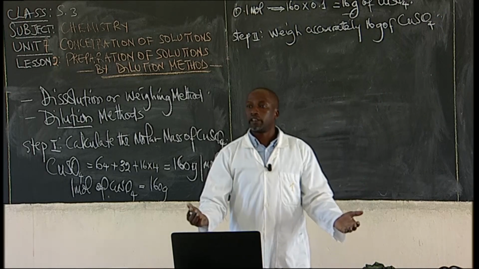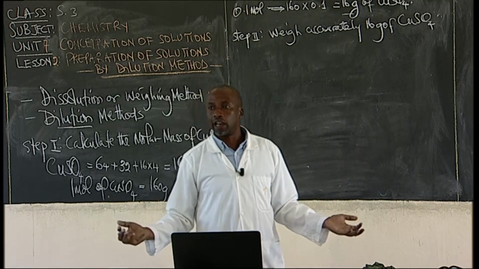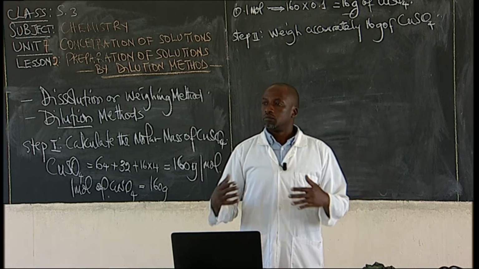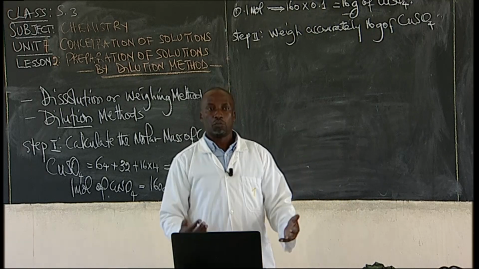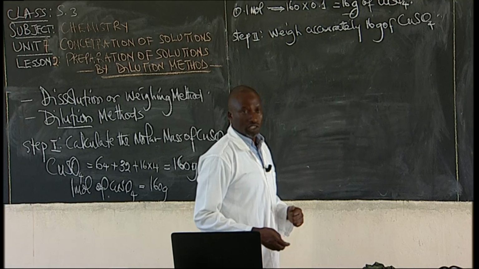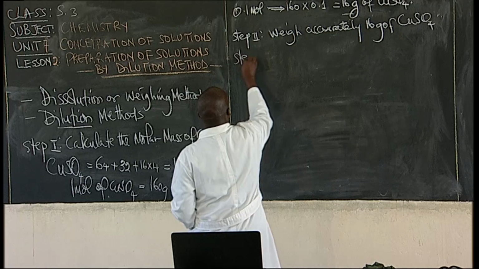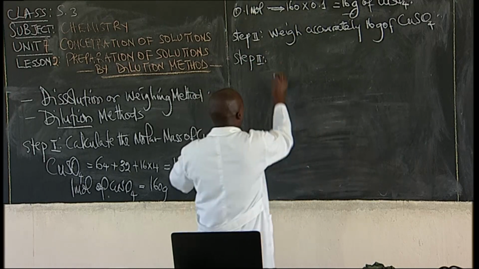You weigh it using a weighing scale, electronic balance, or beam balance, or whatever balance you are using. But an electronic scale is much better, more accurate. So you weigh 16 grams of copper 2 sulfate. Step number 3, you have to put the 16 grams.